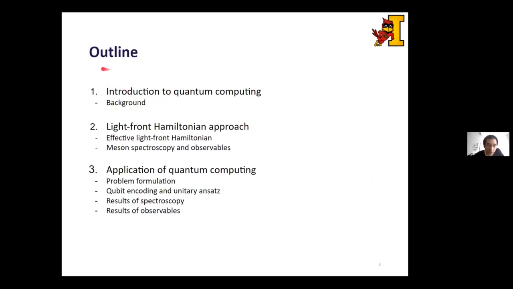Here I show an outline. So in the first part, I'll briefly introduce quantum computing, introduce some background terminologies. The second part, I'll talk about the lightfront Hamiltonian approach. And I will show the effective lightfront Hamiltonian we used for the light mesons, and also we showed our recent result about the meson spectroscopy and calculation of observables. And the third part, I'll focus on the application of quantum computing to the lightfront Hamiltonian approach. I'll talk about problem formulation, qubit encoding, and unitary ansatz. And particularly, I will focus on the variational quantum eigensolvers that we use to do this computation.